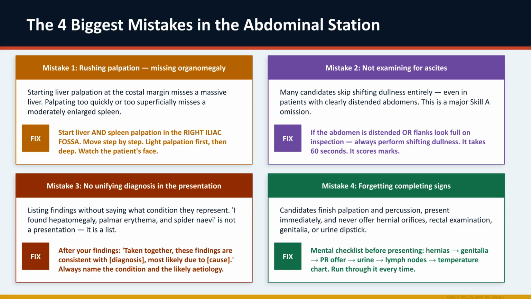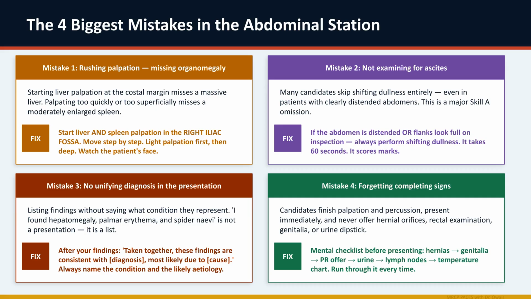Mistake 3. Presenting findings without a unifying diagnosis. I found the liver palpable 4 centimeters below the costal margin. There were spider naevi. The patient had palmar erythema. There was shifting dullness. That is a list. The examiner wants you to bring these findings together. These findings are consistent with decompensated liver cirrhosis, most likely alcoholic, given the Dupuytren's contracture and parotid enlargement. The fix: after presenting your findings, always use the phrase, taken together, these findings are consistent with, and give a single unifying diagnosis. Then add the most likely cause.